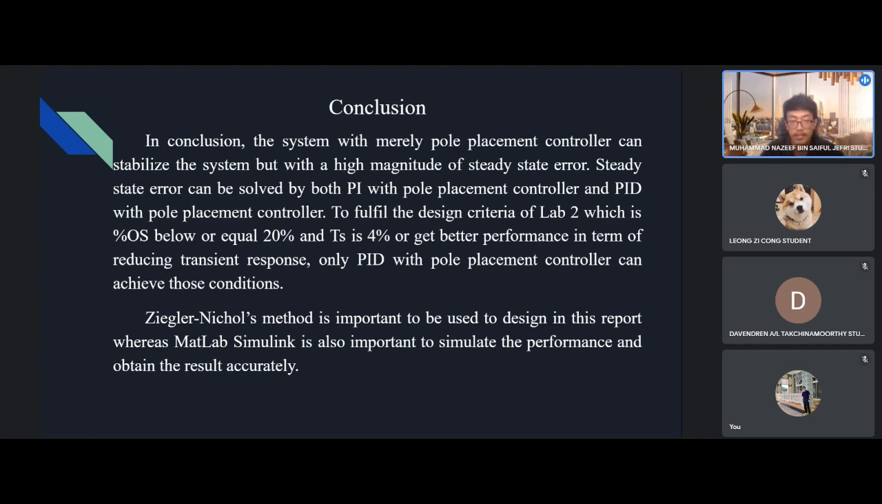Ziegler-Nichols method is important to be used to design in this report, whereas MATLAB Simulink is also important to simulate the performance and obtain the result accurately.